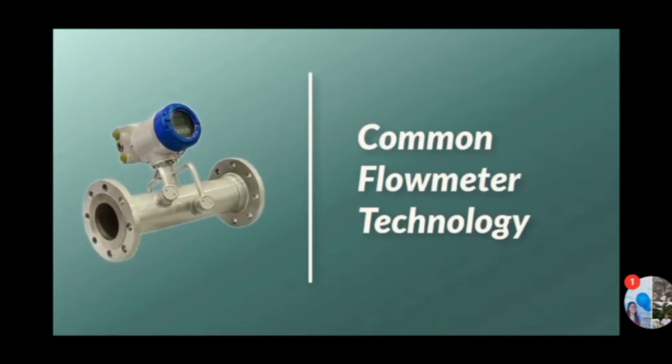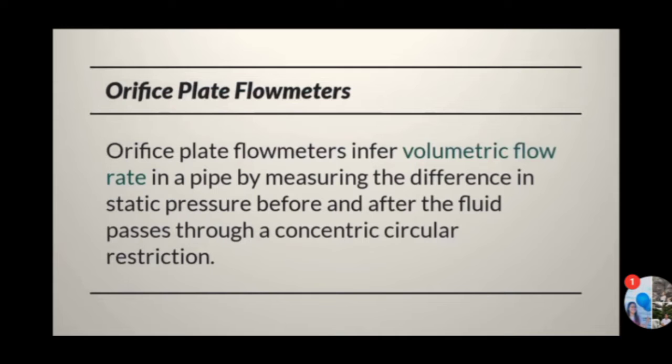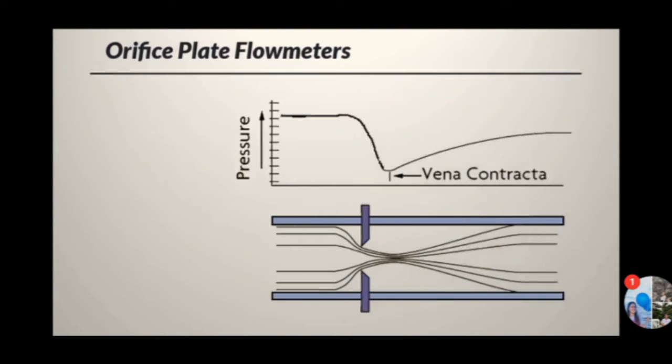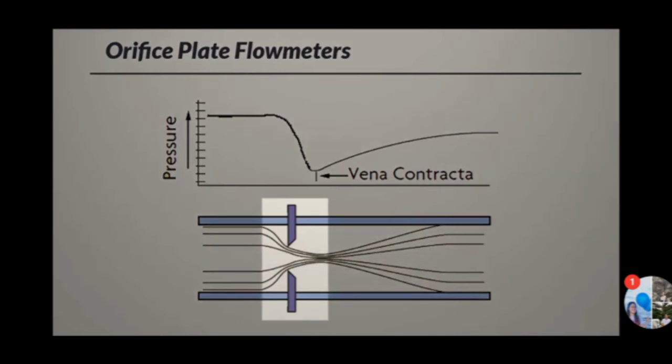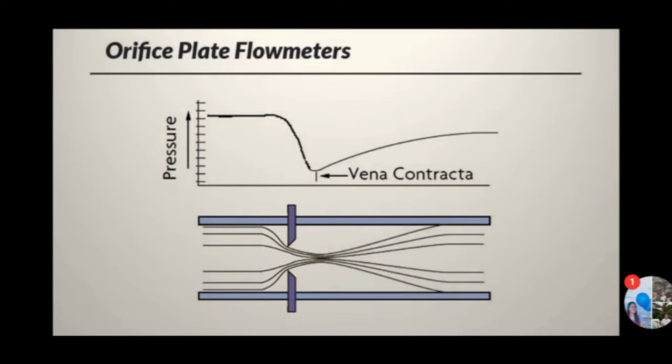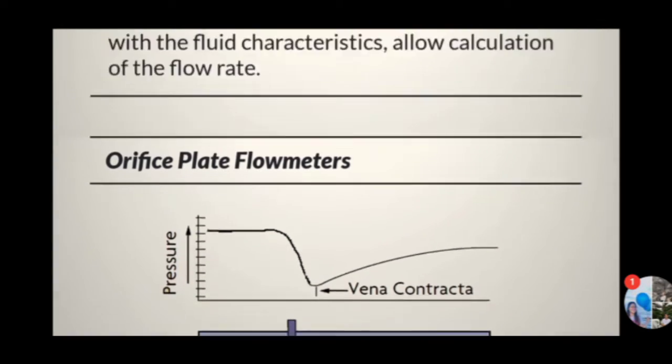So now let's take a tour of some of the most common and useful flow meter technologies. Orifice plate flow meters infer volumetric flow rate by measuring the difference in pressure before and after the fluid passes through a restriction. Restrictions, called flow elements, come in a wide variety of configurations, each with specific application strengths and weaknesses. But by far the most common example is the orifice plate, where fluid passes through a precisely machined opening concentric with the inside pipe diameter. If fluid density is known or can be calculated from pressure and temperature measurements, a mass flow rate can be inferred.